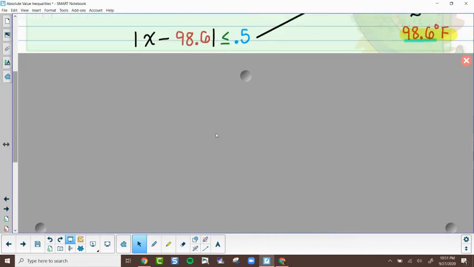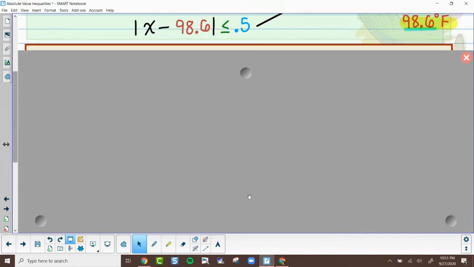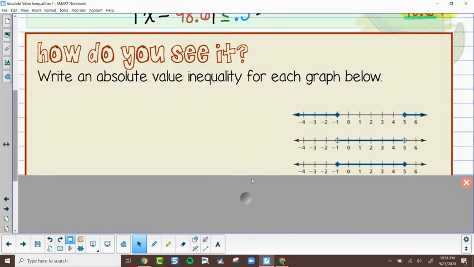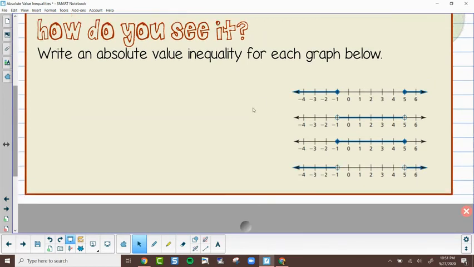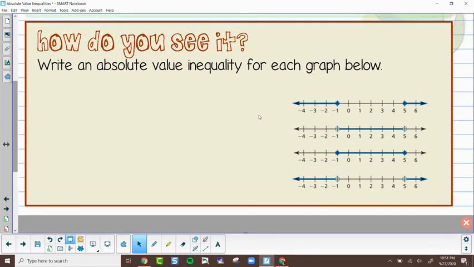All right, I want you to try example number 8 on your own. I think it's a really fun one. So try to write the absolute value inequality for each of these graphs. You'll see there's some commonalities in the graphs, so use that to your advantage.